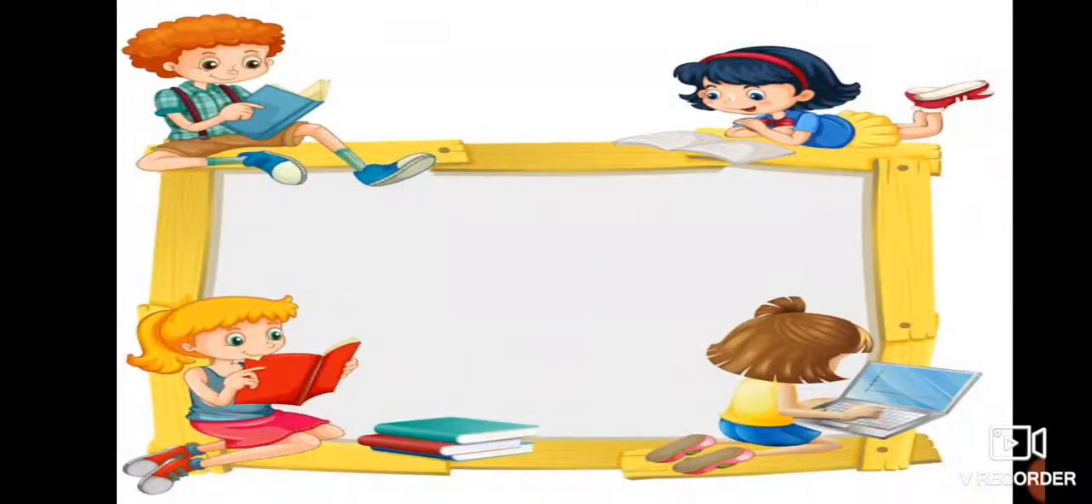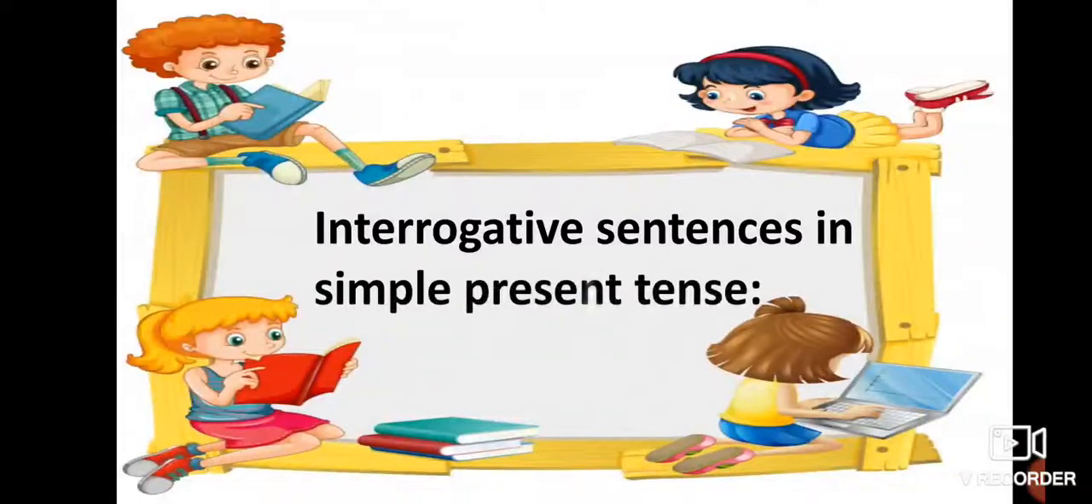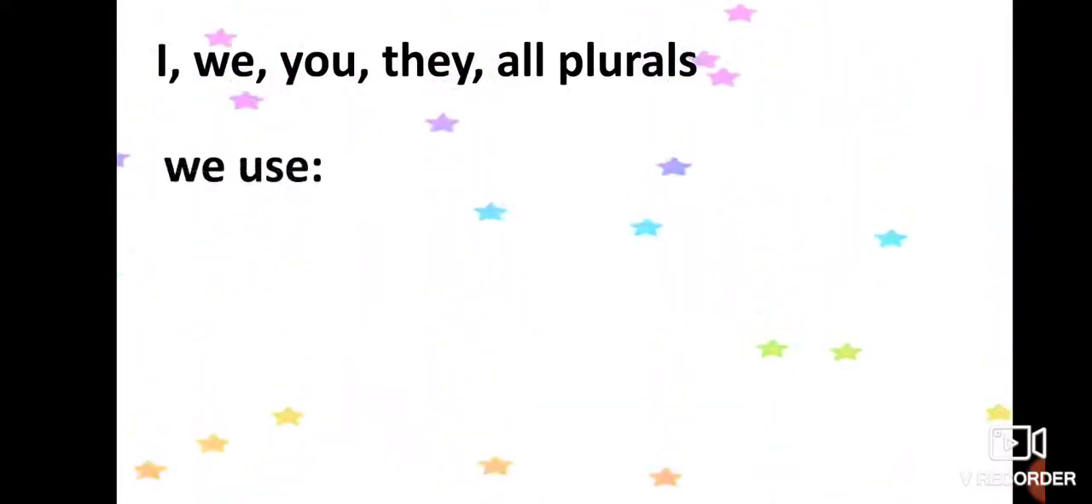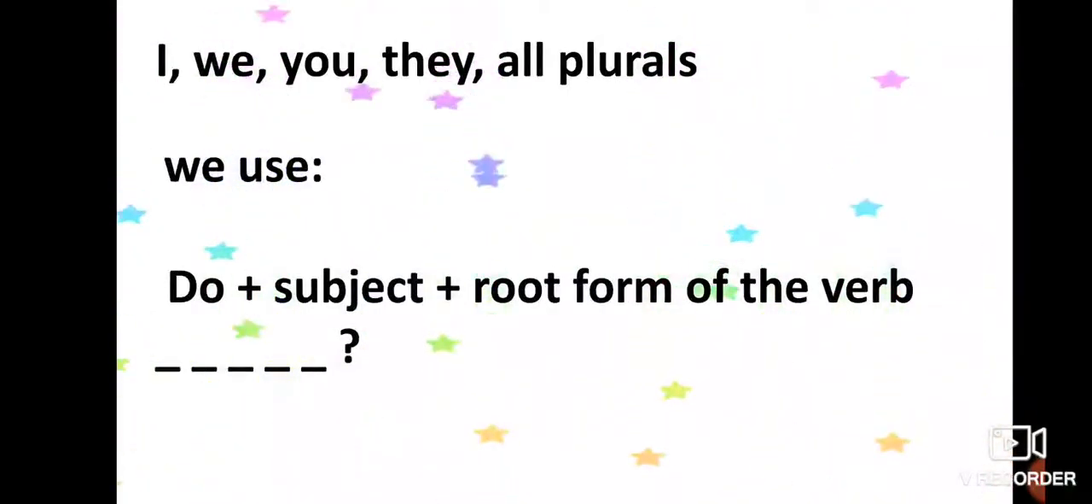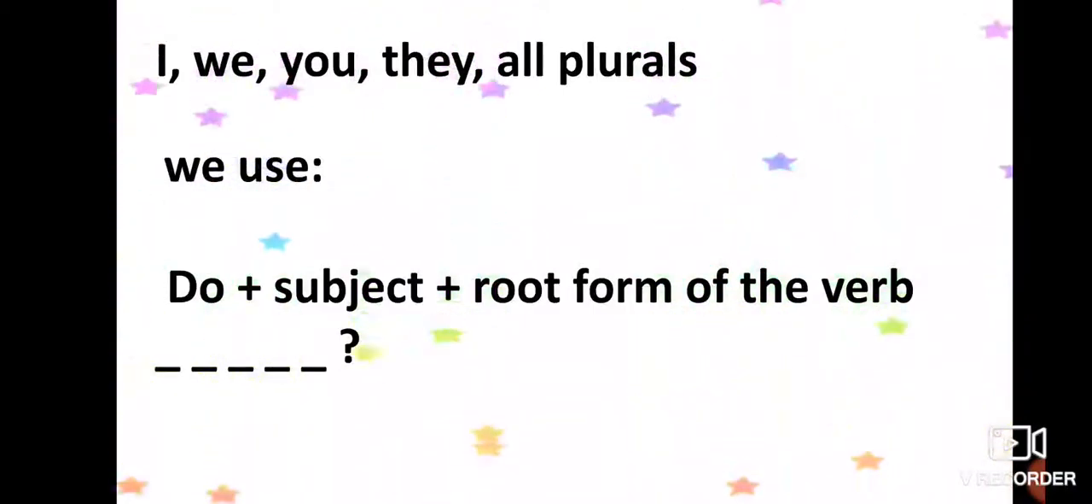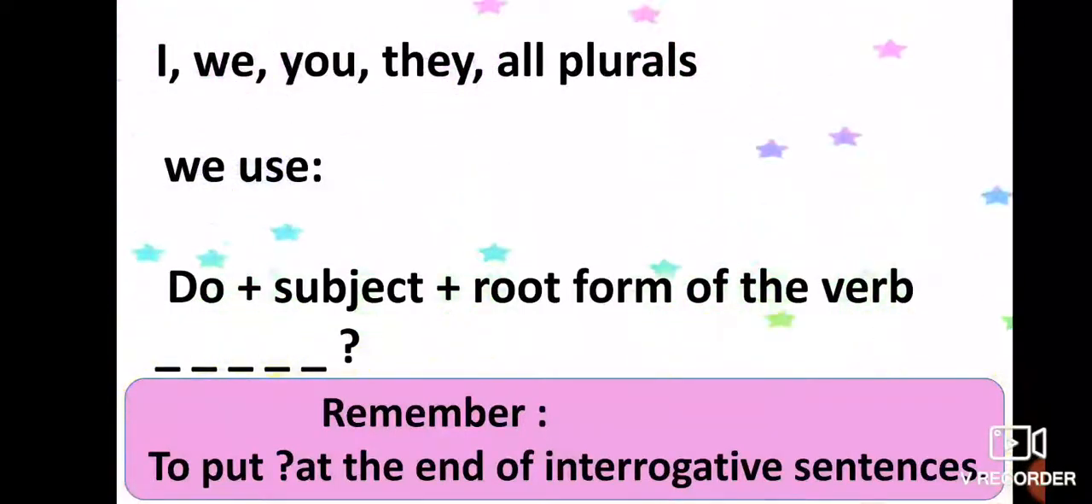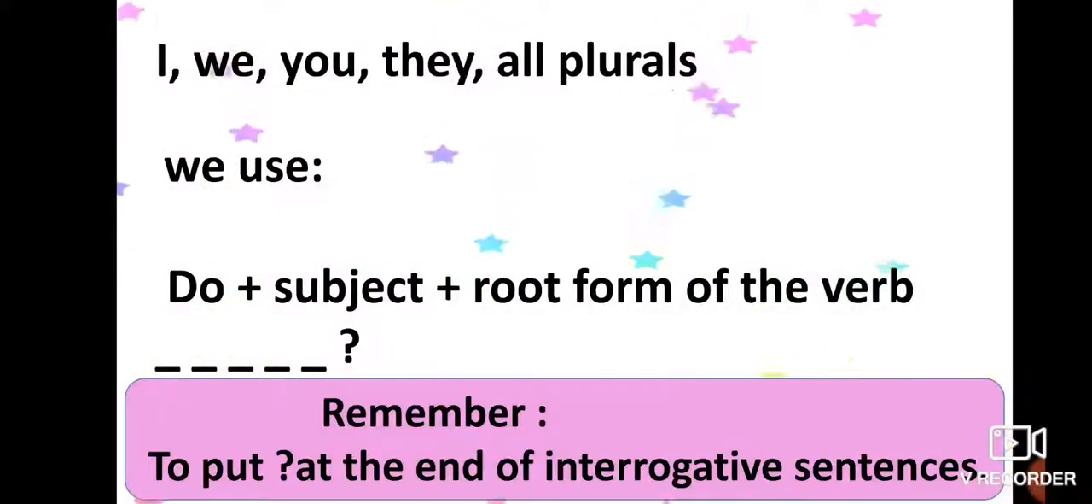Now let's come to our next topic, that is interrogative sentences in simple present tense. With I, we, you, they, all plurals, we use do plus subject plus root form of the verb. That means first we begin the sentence with do, after that we write the subject, then we write the root form of the verb and then continue with the sentence, and in the end we put a question mark. Remember to put a question mark at the end of interrogative sentences.